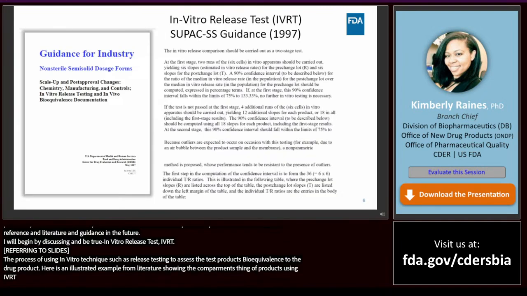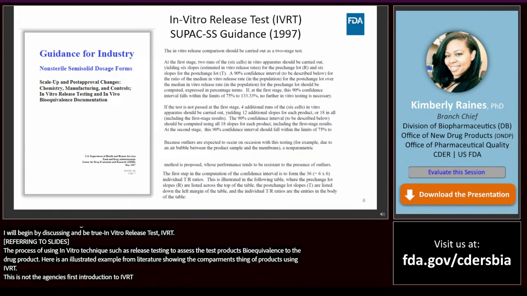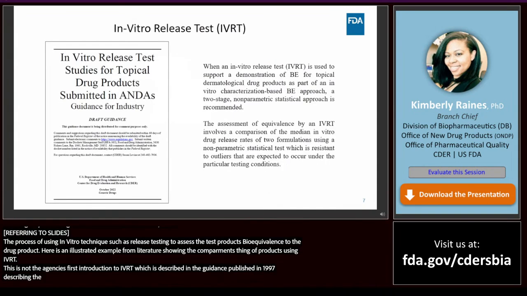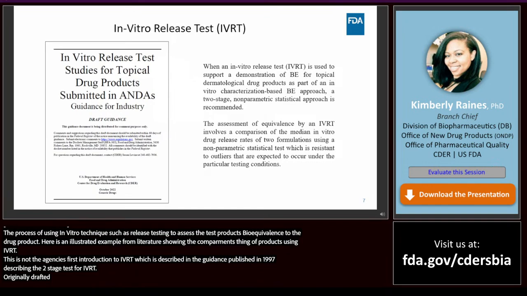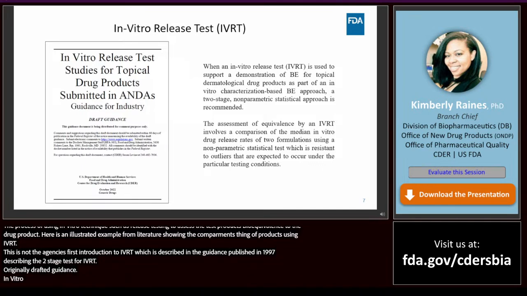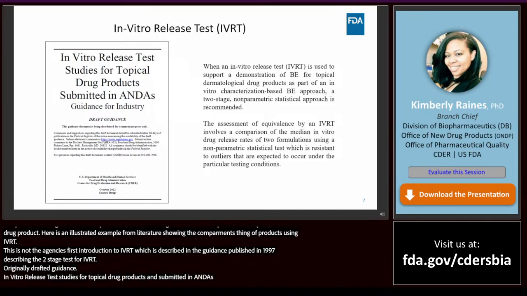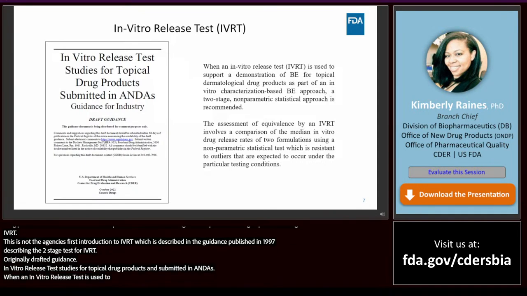This is not the agency's first introduction to IVRT. IVRT is described in the SUPAC Semi-Solid Dosage Form Guidance, which was published in 1997. It describes the two-stage test for IVRT. In the recently published draft guidance, In Vitro Release Test Studies for Topical Drug Products Submitted in ANDAs, it describes that the assessment of equivalence by IVRT involves a comparison of the median in vitro drug release rates of two formulations using a non-parametric statistical test which is resistant to outliers that are expected to occur under particular testing conditions.